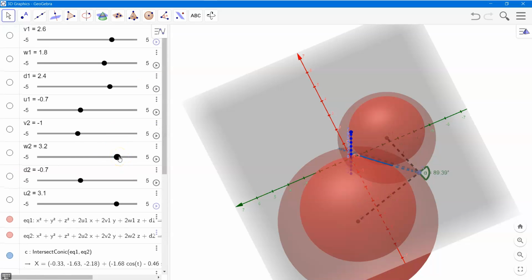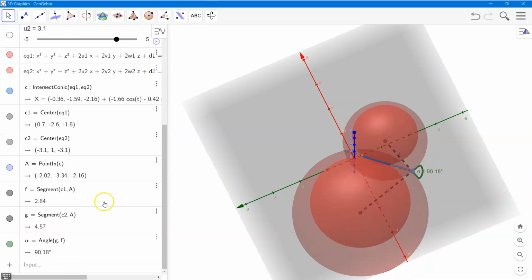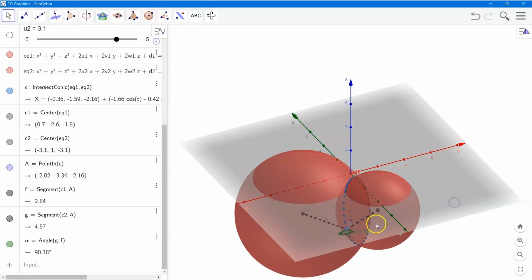So if we move it a little bit, take hold of any one of these variables and move it and see what happens to that angle. 89.39, 90.18. So which basically means that there is a certain combination of these which will make it exactly 90. The moment it is 90 degrees, then we can say that these two spheres are orthogonal spheres. That means they cut each other at an angle of 90 degrees with respect to their centers. So that is orthogonal spheres.